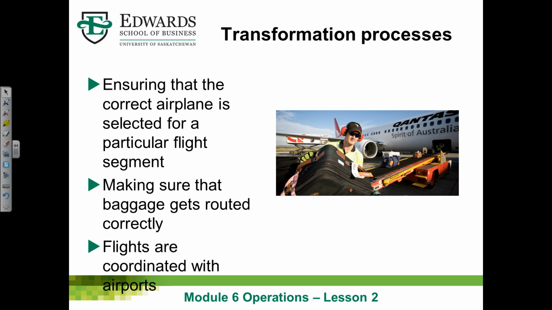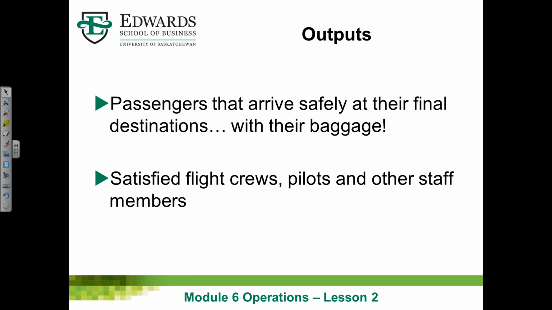So those are some of the transformation processes that you would need to have if you're operating an airline. How about outputs? Well, at the end of the day, your outputs are safe passengers. So you will want the ability to provide safety for your passengers and a good flight. They arrive at their destinations on time with their baggage.